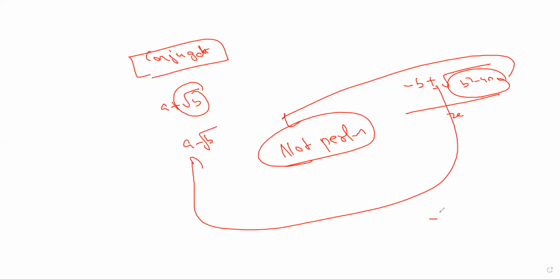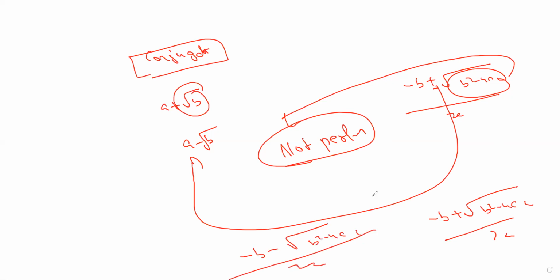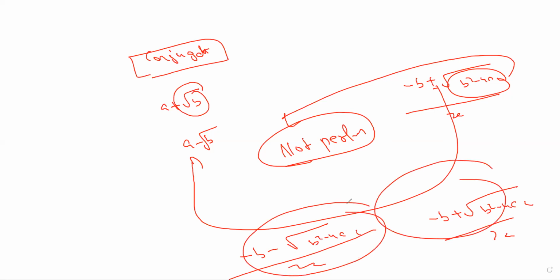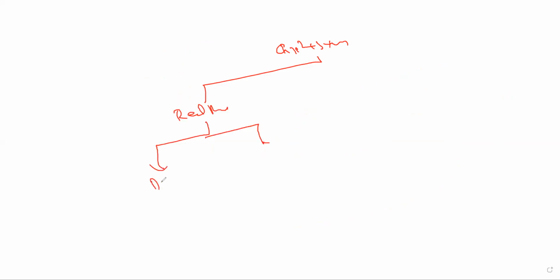So in that case, you'll be getting conjugate roots. One root would be minus b plus root b square minus 4ac by 2a. The other would be minus b minus root b square minus 4ac by 2a. Fine. So we had three cases for the quadratic equation ax square plus bx plus c equal to 0. One was for real roots, where the condition is that d is 0 or d is greater than 0. And if no real roots, d has to be less than 0.